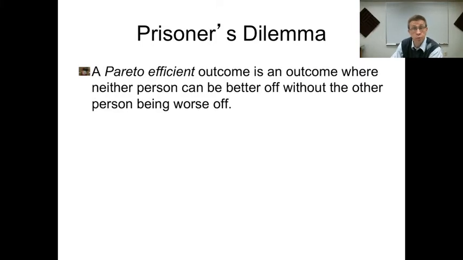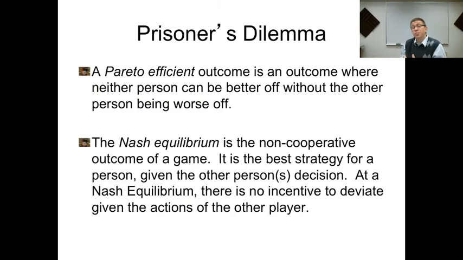Okay, we'll get to the answers to those questions in just a moment. First, we want to go through a couple of definitions. This first one, a Pareto efficient outcome is an outcome where neither person can be better off without the other person being worse off. And this is probably a strange sounding definition. It is similar to our definition of efficiency when we talked about the production possibilities frontier, if you can recall back to that lesson. Pareto efficiency is a similar definition, but it still likely sounds pretty strange.